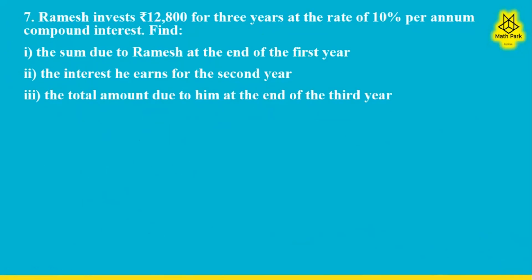Okay, moving to question number 7. Ramesh invests rupees 12,800 for 3 years at the rate of 10% per annum compound interest. Find the sum due to Ramesh at the end of the first year, the interest he earns for the second year, and the total amount due to him at the end of the third year.